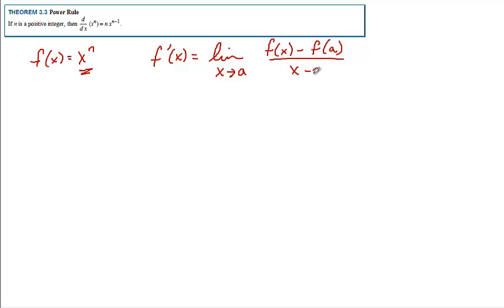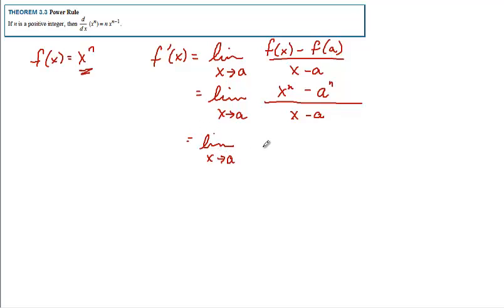And x minus a. Okay, now I'm going to replace. So I have the limit as x goes to a of just plain old f of x, so that would be x to the n, minus, replace my x with an a, that would be a to the n, and then this would be my x minus a. Ooh, that's pretty close. If I factor this thing, now I don't know how many terms there are because n can be anything, but I have some factoring rules.